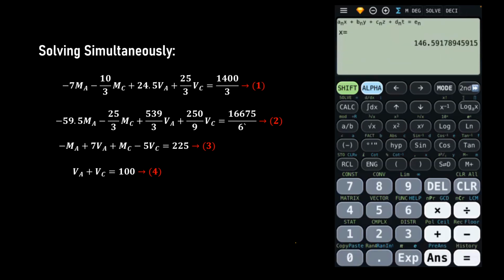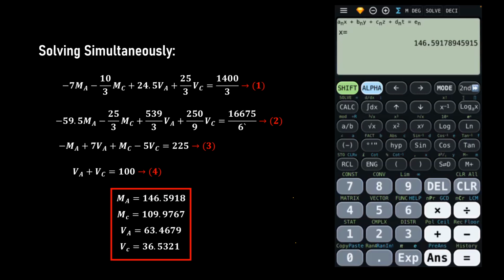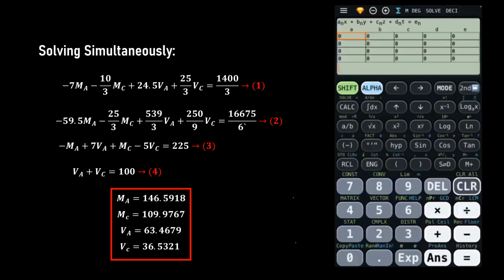We will have MA is equals to 146.5918. MC is equals to 109.9767. VA is equals to 63.4679. And VC is equals to 36.5321. There. So we're done getting the four unknowns, the MA, VA, VC, and MC.